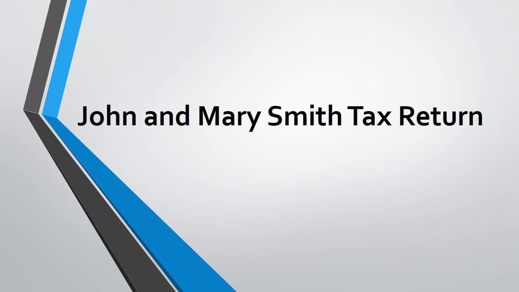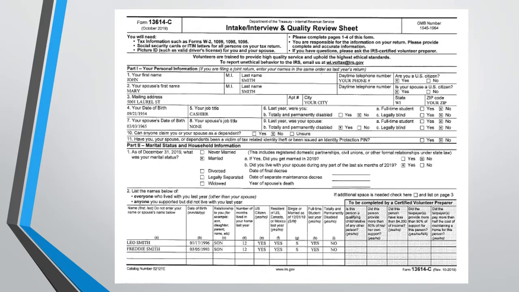We'll be working now on a tax return for John and Mary Smith. Please look at your interview notes in your packet. You will see John and Mary are a married couple with 2 sons. They have many forms of income. Let's look at the 13614C as a part of the intake process.